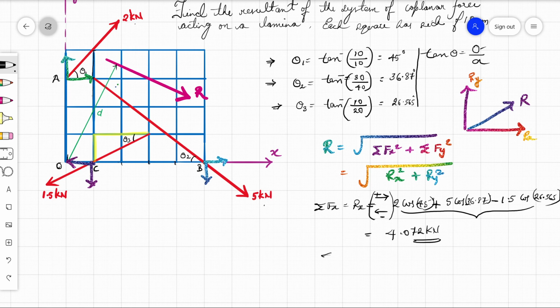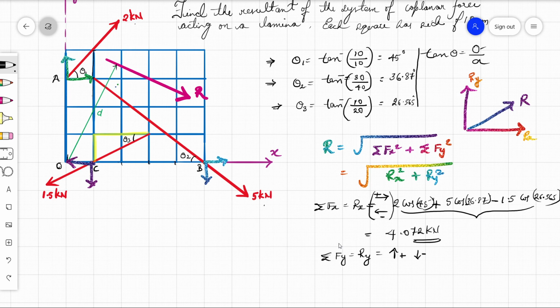This is the second step, and our next step is to find the summation of Fy. The summation of Fy is also equal to Ry. Now we assume that whichever is going upward is positive and whichever is going downward is negative. Remember this.